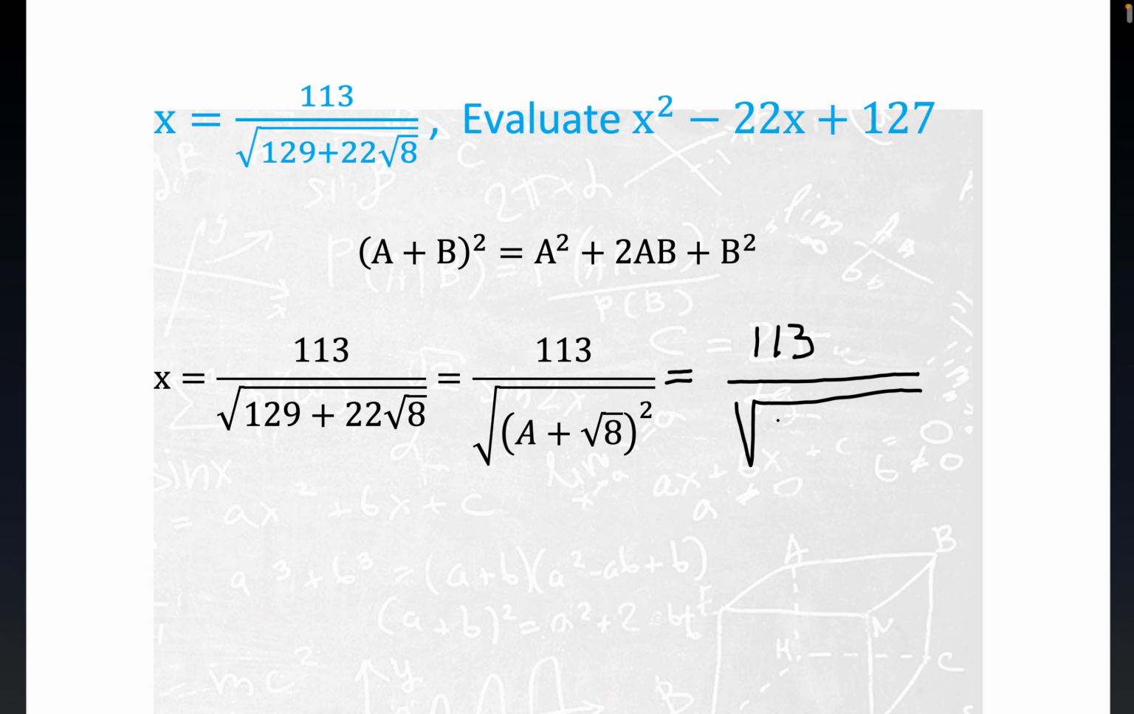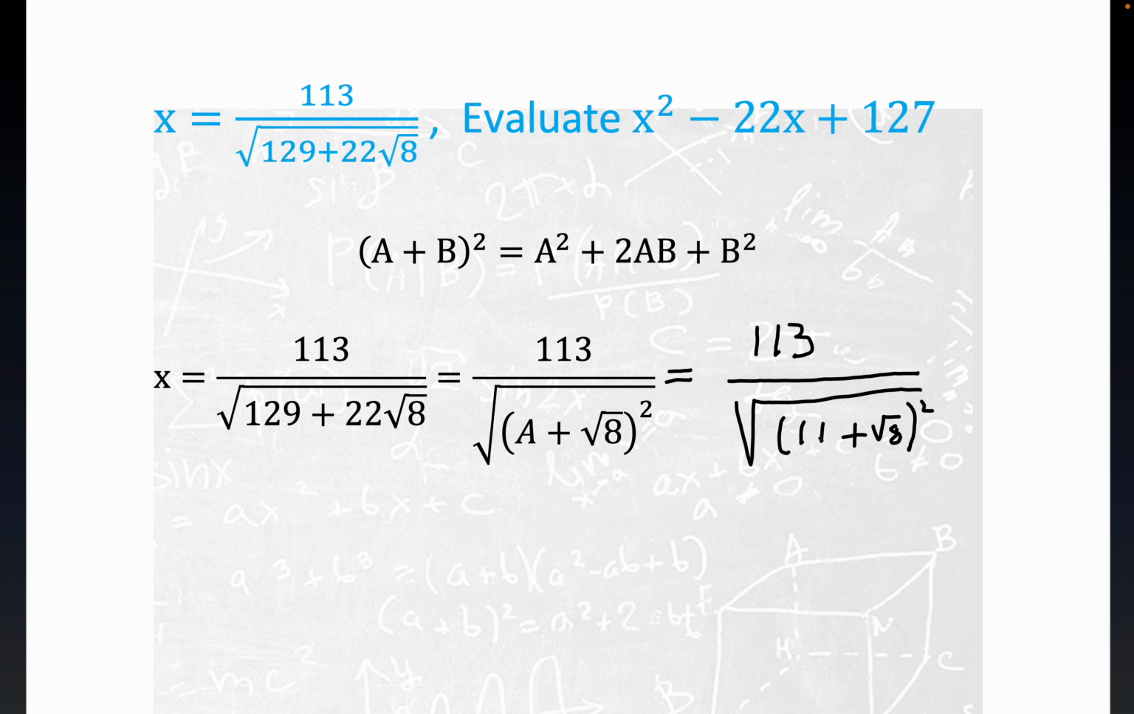So we have (11 + root 8) quantity squared. And you can see the value of the 2 in that identity. 2 times 11 is 22. So we get a perfect square. And when you take the square root of a square, you get the object without the square.